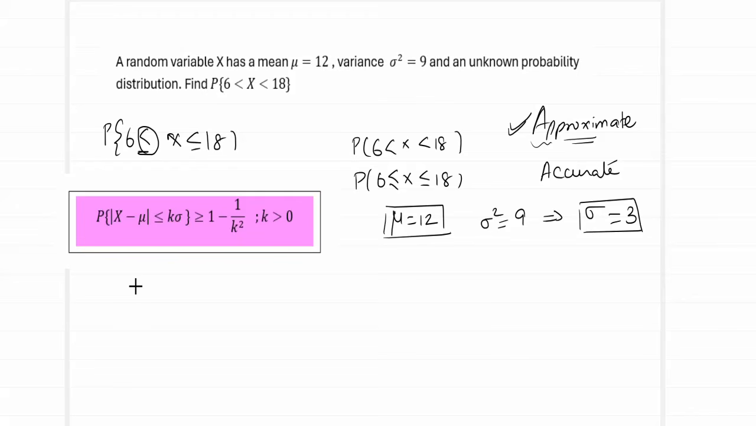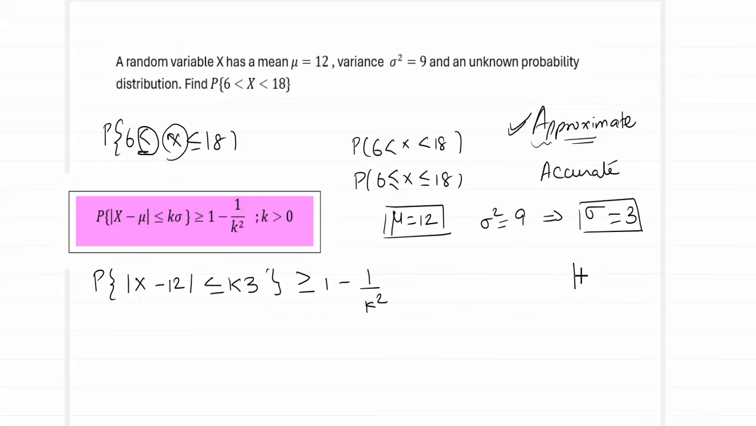Now going on to this quantity, using Chebyshev's inequality, |x minus mu| is replaced as |x minus 12| less than or equal to k times sigma, which is replaced as 3k, greater than or equal to 1 minus 1 by k square. So this is what I have using Chebyshev's inequality for the given data. Now my target is to find the value of x. So I will have to balance this inequality on both sides.